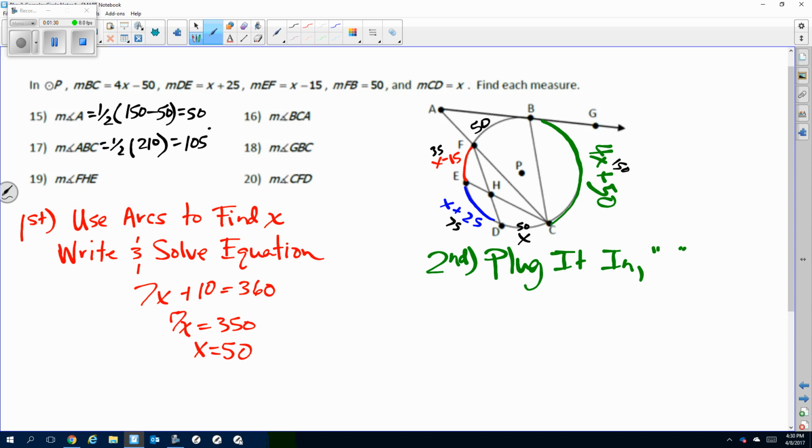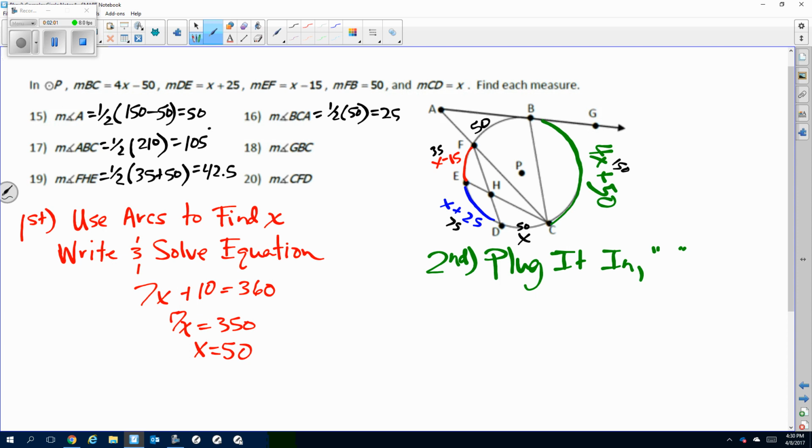All right, so then angle FHE. FHE is an interior angle, so now we're doing half of the sum of the intercepted arcs, so that would be half of the 35 and the 50, which we get a decimal here, which was 42.5. And measure angle BCA. BCA is an inscribed angle, so it's half the intercepted arc, which is the 50. So we have that as 25.